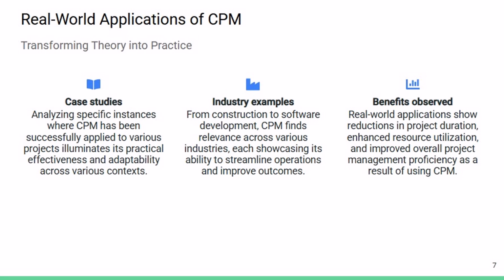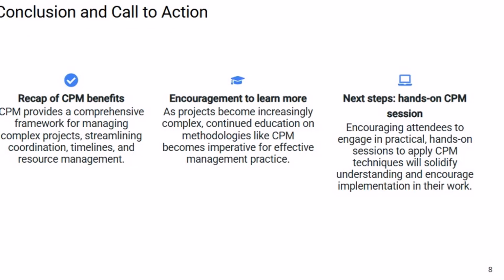Some real-world applications of CPM involve analyzing specific instances where CPM has been successfully applied to various projects, which can illuminate its practical effectiveness and adaptability across various contexts. From construction to software development, CPM finds its relevance across various industries, showing its ability to streamline operations and improve outcomes. Real-world applications show reduction in project duration, enhanced resource utilization, and improved overall project management proficiency as a result of using the critical path method.